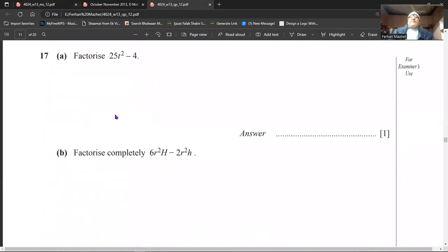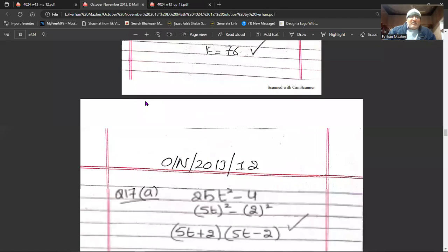Question number 17, A part, he says factorize 25t square minus 4. You see 25t square and the 4, they both are perfect squares. So this is (5t) whole square minus 2 whole square. And you have the difference of two perfect squares. That will be equals to (a plus b)(a minus b). So we will apply that formula.